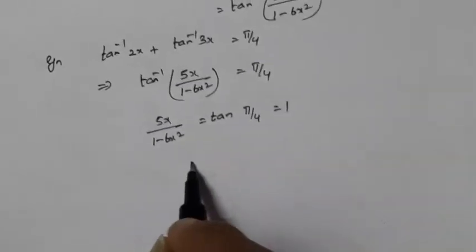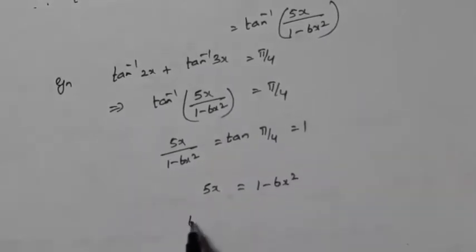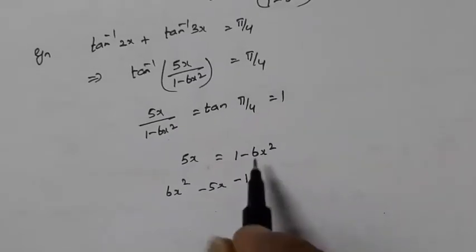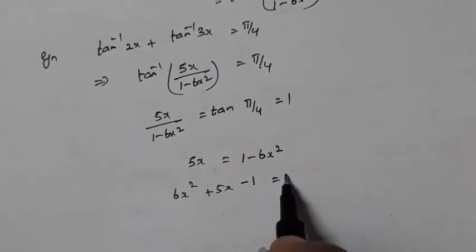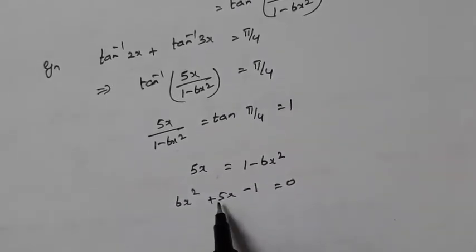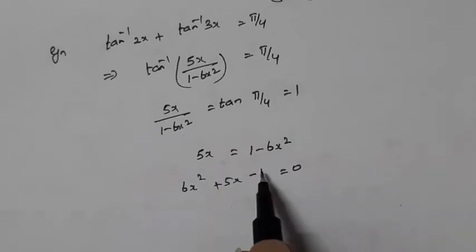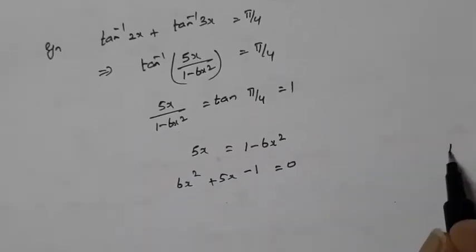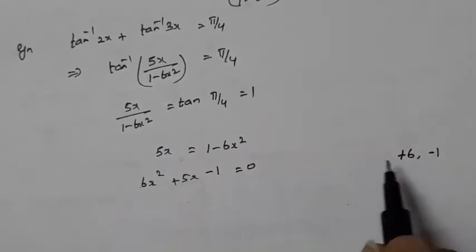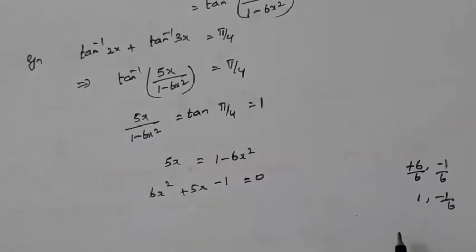So, cross multiplying we have 5x is equal to 1 minus 6x squared, or 6x squared plus 5x minus 1 is equal to 0. So, if we solve this, what would be the factors? 6 ones are 6 and here plus 5 is there. So, plus 6 and minus 1 would be the factors, and as the coefficient of x squared is 6, if we divide it by 6, we have 1 and minus 1 by 6.